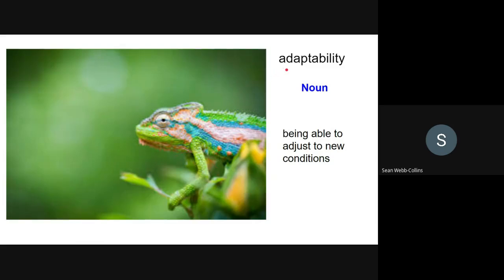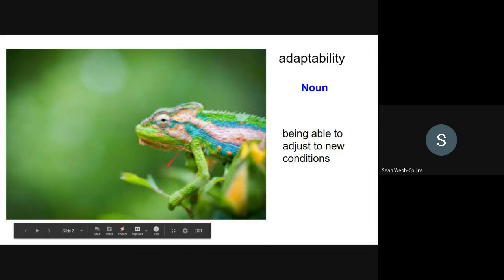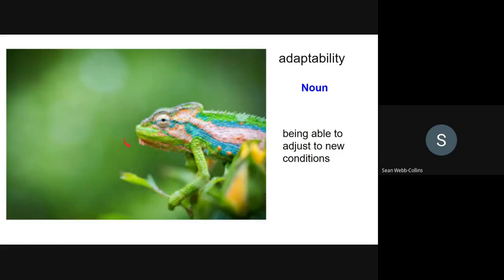Can we think of any other word forms of adaptability? That's right, we have another noun, adaption. For example, an adaption of chameleons is their ability to camouflage themselves.